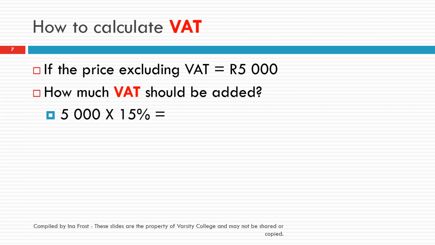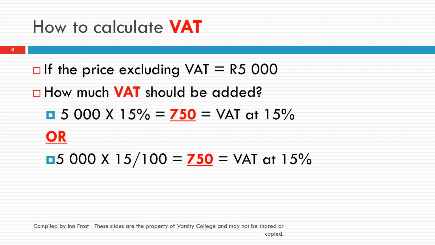Let's now add some amounts to our formula. So once again, we have a price of 5,000 rands excluding VAT. That's important. The 5,000 rands excludes VAT. We then multiply it by the 15%, and that gives us that the VAT on this item will be 750 rands. Remember that 15% is the same as saying 15 over 100.